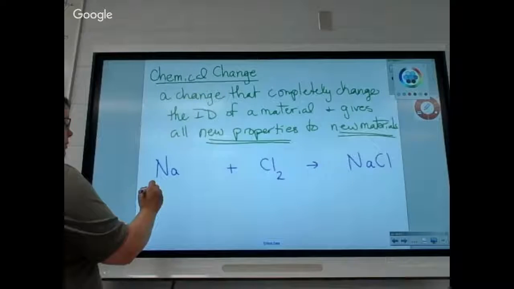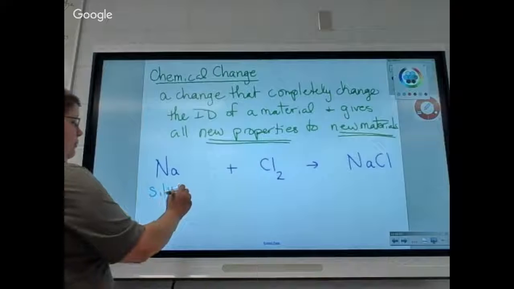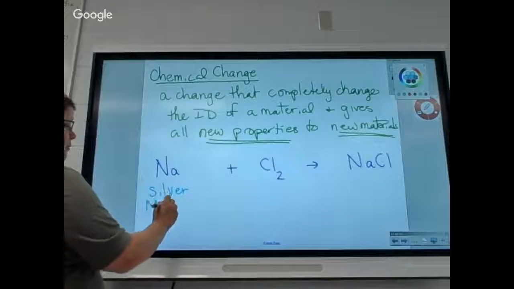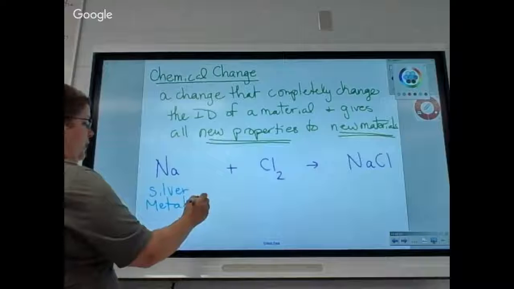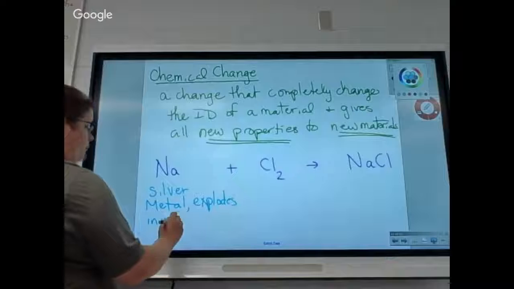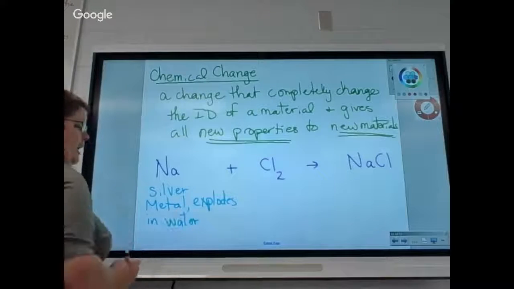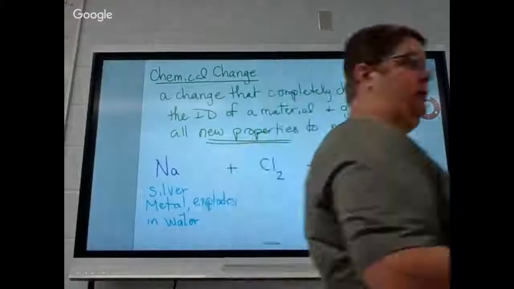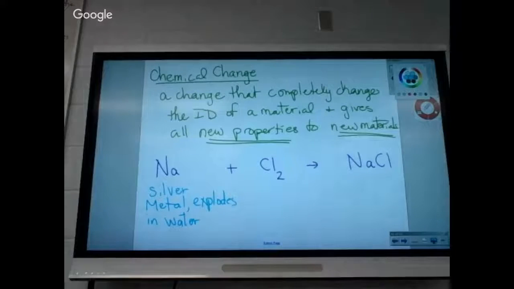Now, sodium is a silver metal that explodes in water. It cannot be sitting on my desk, because there's moisture in the air. Okay? If I had a sliver of it sitting on the desk, it would go kaboom. It cannot be exposed to air, much less put in your mouth and blow your head off. Might be kind of entertaining for some of us, but it can't be exposed to air. Explodes in water.